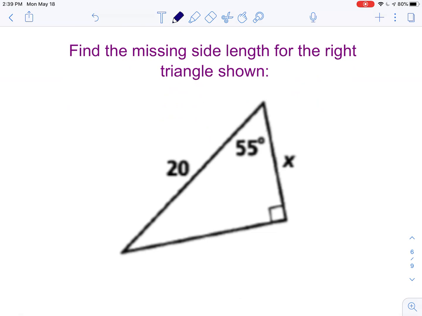we can just be given different pieces of information, right? So now instead of trying to find the measure of an angle, we have to find the measure of a side given a side and an angle, okay? So we look at this 55. We are given our hypotenuse. What is the piece of information we are trying to find? Well, this side is attached to my angle, so this would be my adjacent side.